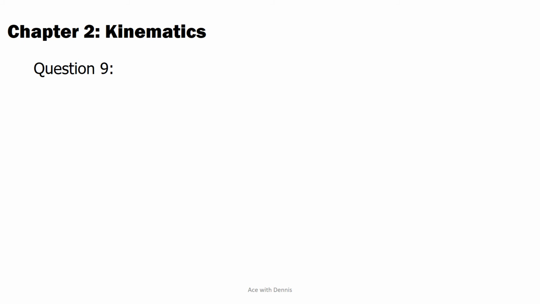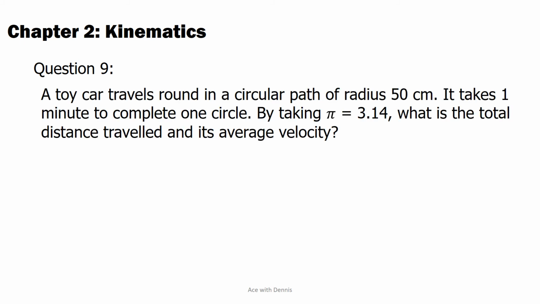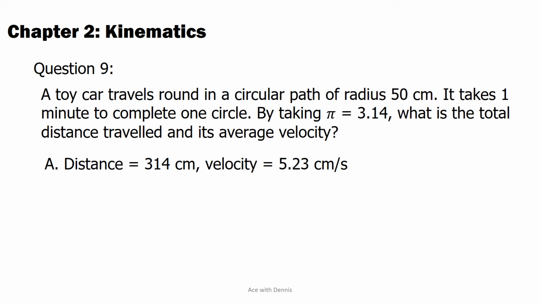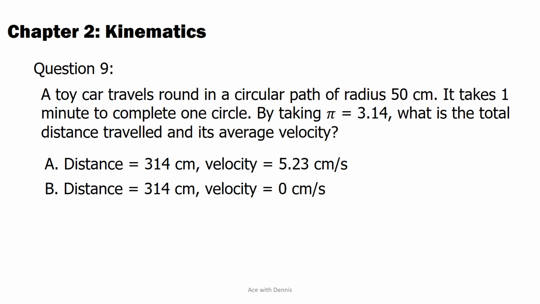Question 9. A toy car travels round in a circular path of radius 50 centimeters. It takes 1 minute to complete one circle. By taking pi equals 3.14, what is the total distance traveled and its average velocity? A. Distance equals 314 centimeters. Velocity equals 5.23 centimeters per second. B. Distance equals 314 centimeters. Velocity equals 0 centimeters per second.